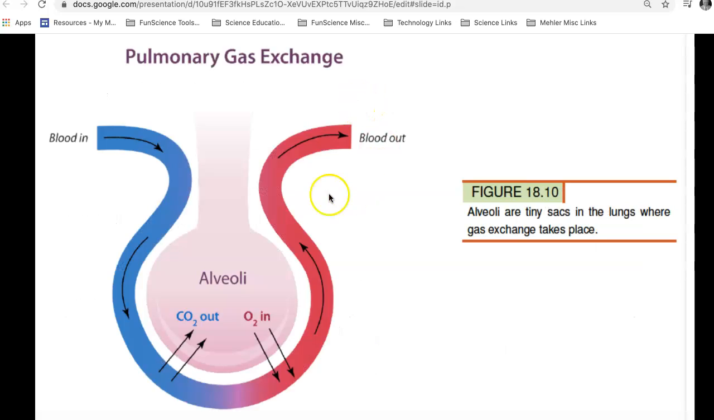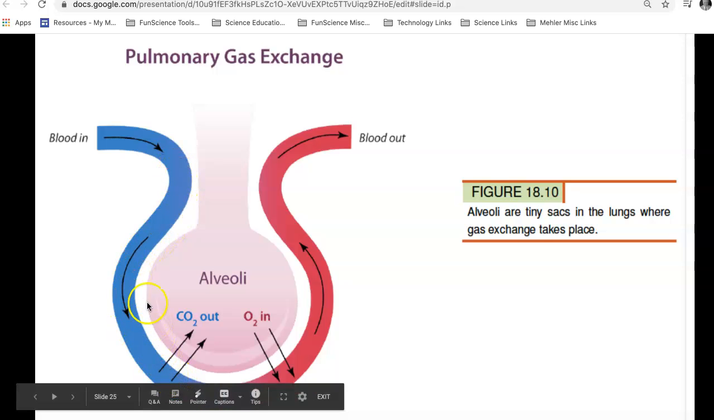So let's look at a close-up of alveoli. These are tiny, tiny sacs. Here comes the blood in from the body. It wants to get rid of carbon dioxide, which it's taken in from the cells, and it wants to pick up oxygen. So here it comes down here, and it's close enough.